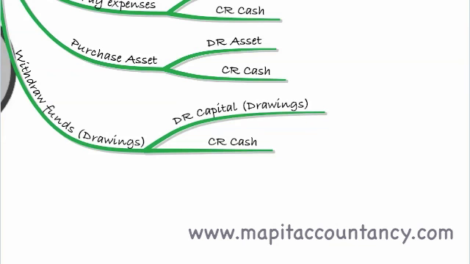Remember, the profit for the year will increase the capital in the business. If we're drawing off some of that profit, that will reduce it. Capital is a credit balance, so to reduce it, we will debit it. So let's do that for our illustration.